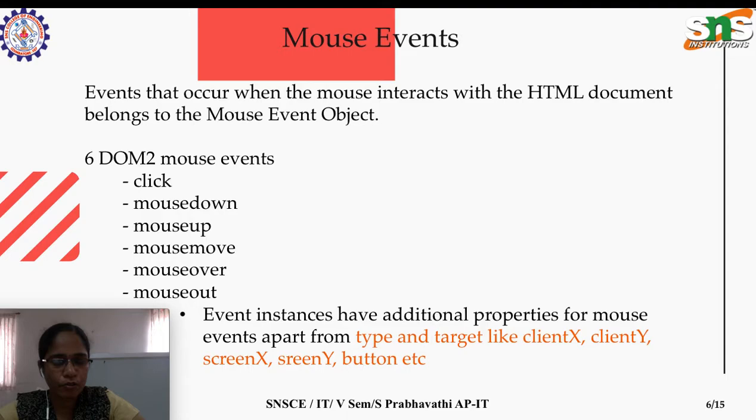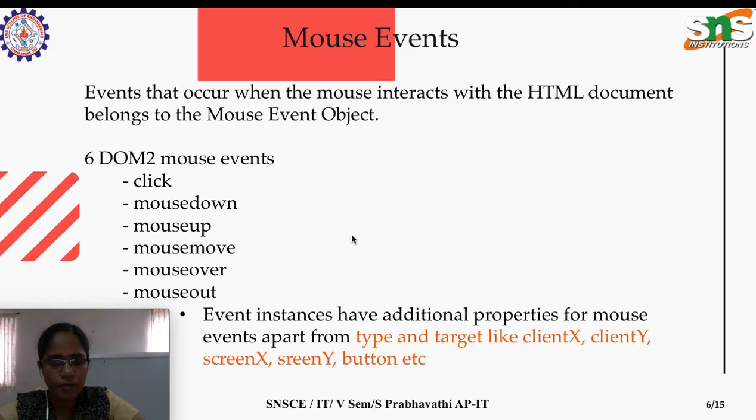So if you omit that prefix on, these are the events supported in DOM. Events that occur when the mouse interacts with the HTML document are said to be mouse events, and those events are handled by the mouse event objects.